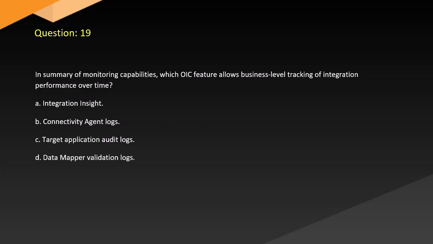Question 19. In terms of monitoring capabilities, which OAuth feature allows business-level tracking of integration performance over time? A. Integration Insight. B. Connectivity agent logs. C. Target application audit logs. D. Data mapper validation logs.